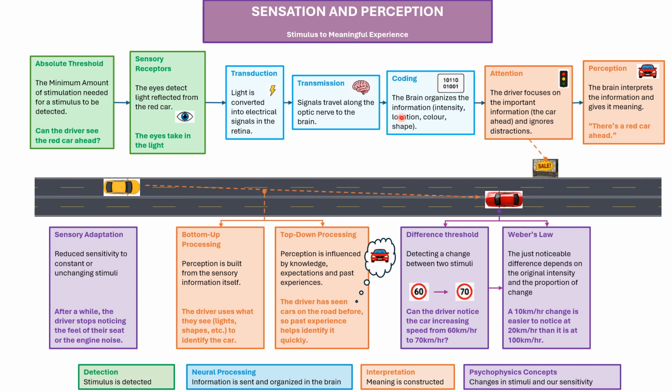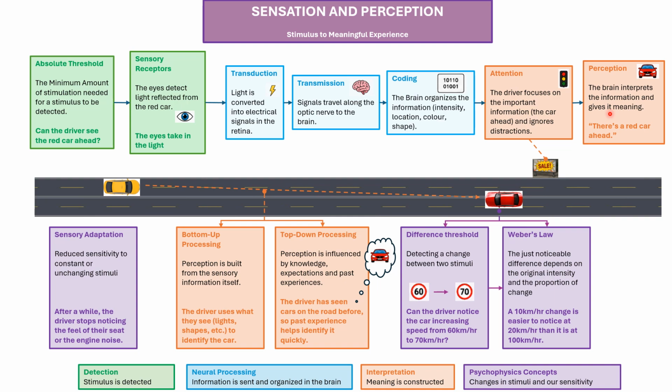The driver must then use attention to focus on the red car while filtering out less important distractions, like this for sale sign. Attention is important because we are constantly exposed to more information than we can process at one time. The brain then creates a perception, which is the process of interpreting sensory information and giving it meaning. Rather than simply detecting color and shape, the driver recognizes there's another vehicle ahead.